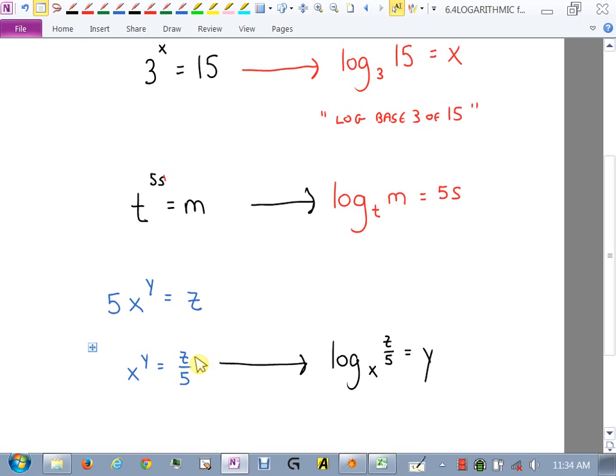Can't, because I would have had to have given you the original problem like this. I would have had to have put the 5x in parentheses. Then that would have meant the y is applied to both of these. Because I did not put parentheses, the y is only on the x, so the 5 is not included in that power. So you got to get it out of there, so you divide through.